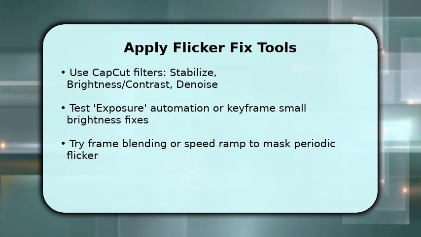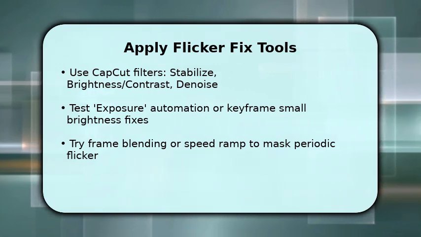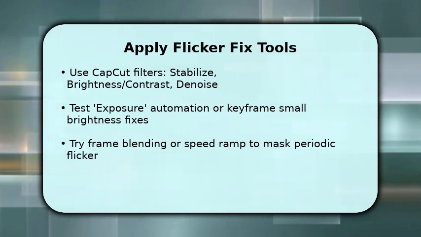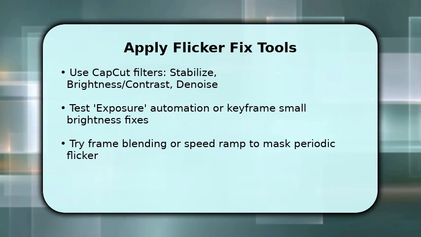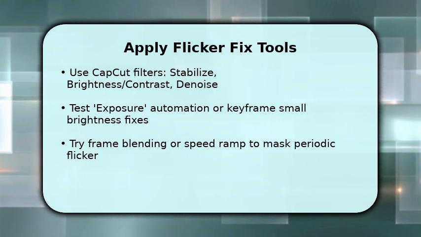You now apply Capcut's corrective tools targeted to the type of flicker you found. If it's subtle exposure variation, use exposure keyframes and adjust small increments across affected frames. This smooths brightness shifts. For noise-driven flicker, add denoise and slightly reduce sharpness to hide banding.